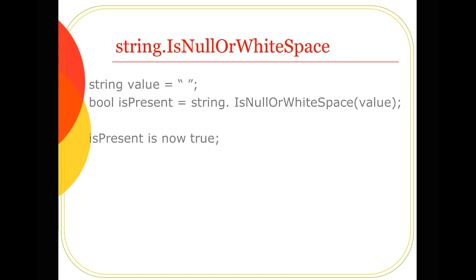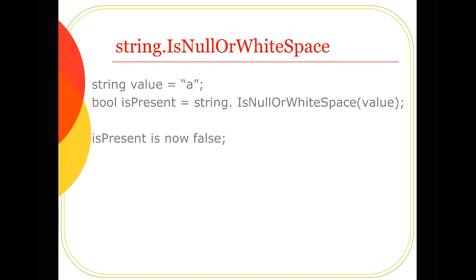Well, if I gave it an empty string or a string that is one space or it has no spaces, well, that's considered white space. Even an empty string is considered white space. So it's going to return true because there's nothing in it but spaces. However, if I give it a legitimate character, anything other than a space, it's going to return false.